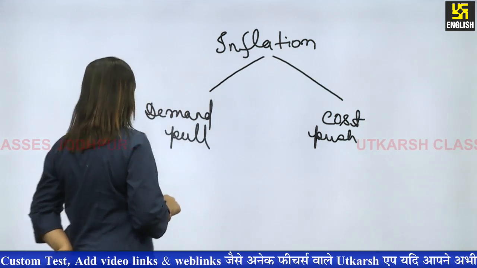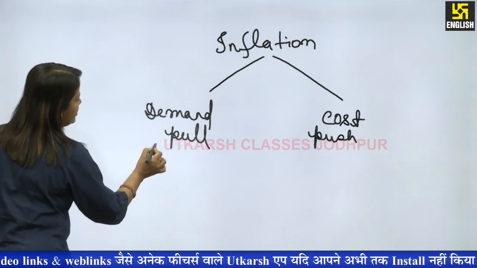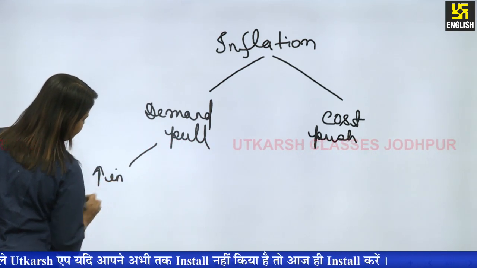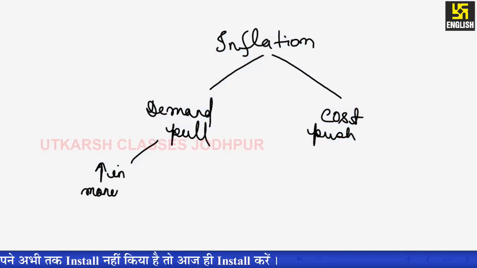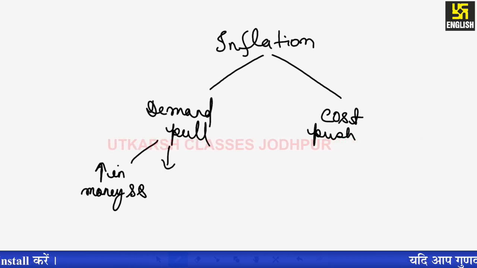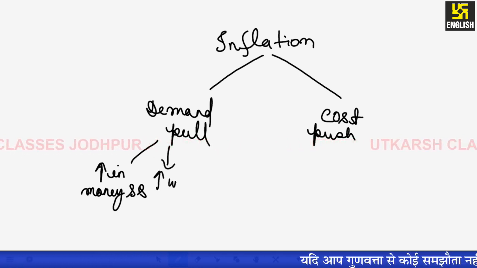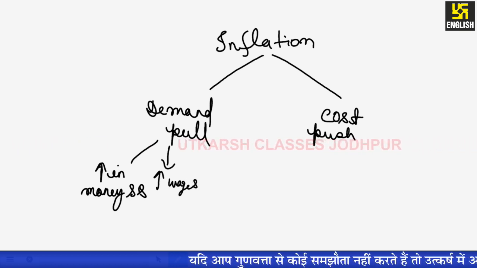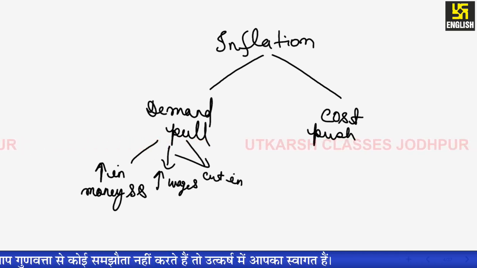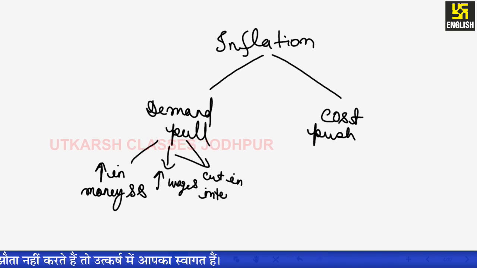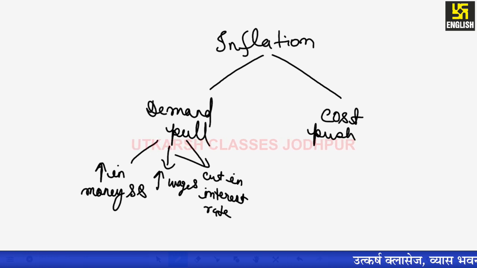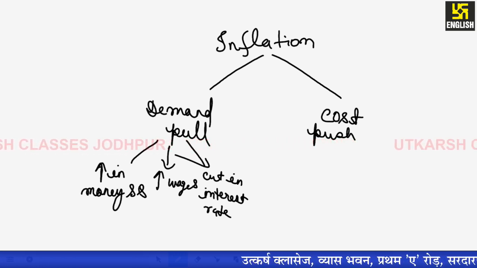And what are the reasons of demand pull inflation? The first reason is increase in money supply. The second reason is increment in wages. Third can be a cut in interest rate. So these are the major reasons of demand pull inflation.